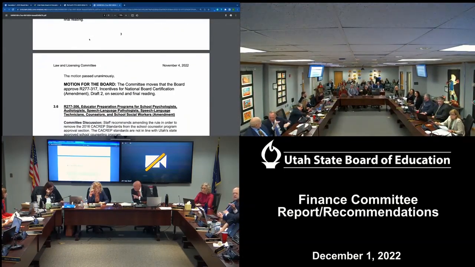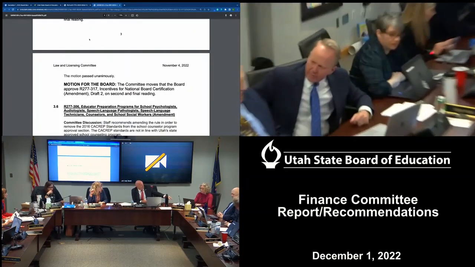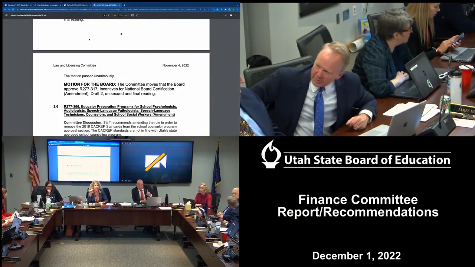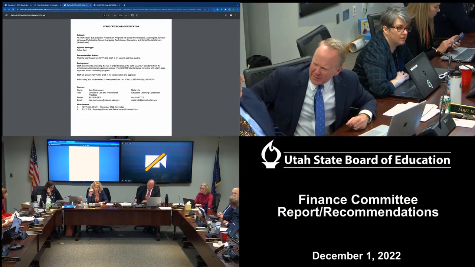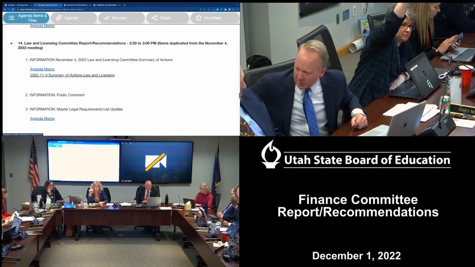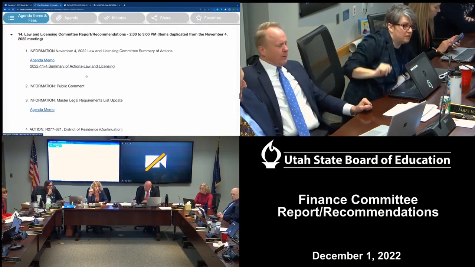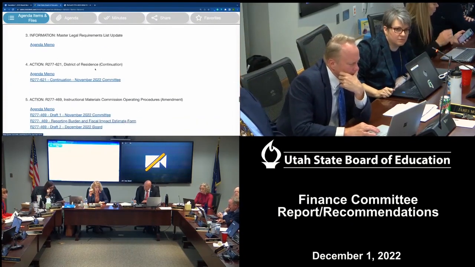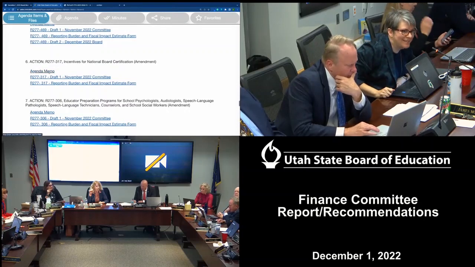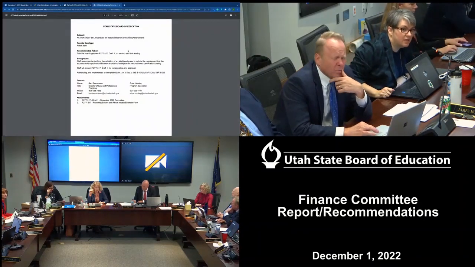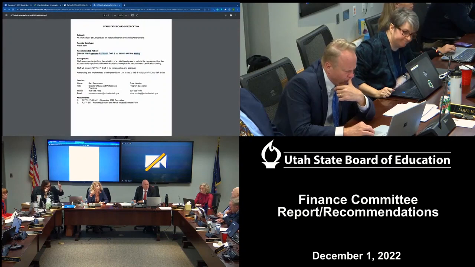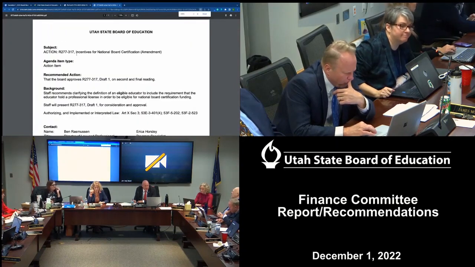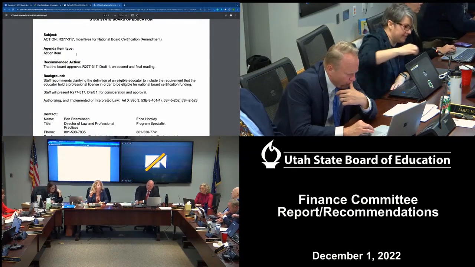So now we have a motion. Let's just make sure we have the right draft. It would be Draft 1, and the board would now approve Draft 1 as amended. Yes, as amended. There's a motion on the floor that the board approves R277-317. I move that we approve R277-317 as amended, Draft 1, on second and final reading.